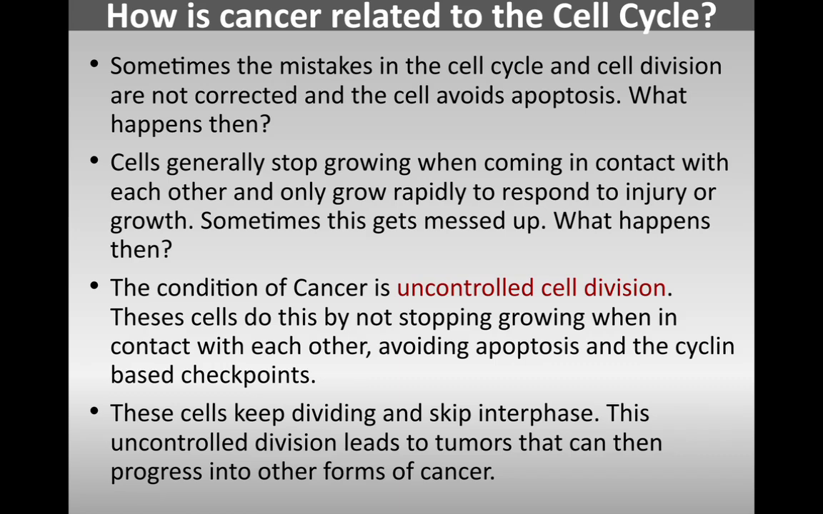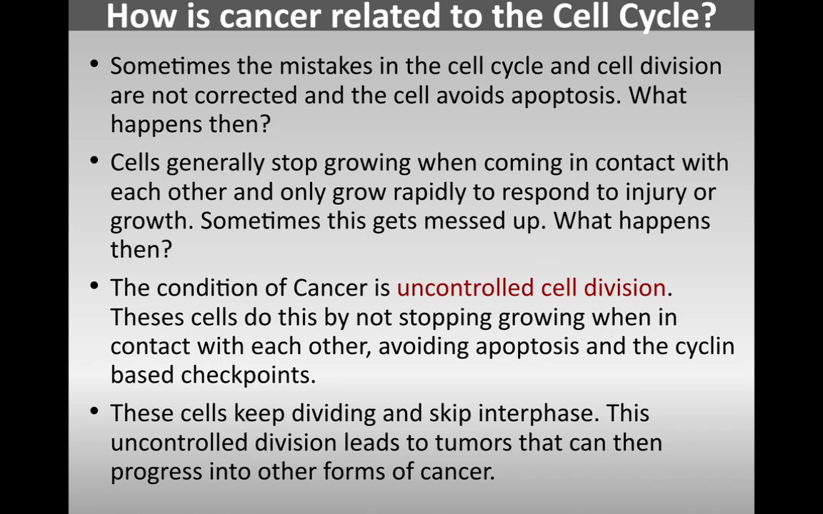Then what happens? Well, cells generally stop growing when they come in contact with other cells, and they only grow rapidly in response to injury or growth. But sometimes they have an inappropriate need to divide, and they don't care if they come in contact with each other. So this is actually the condition of cancer, and cancer is nothing more than uncontrolled cell division. And I say nothing more, even though it's significantly more in the effects that it has on the body.